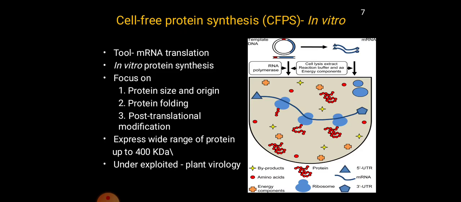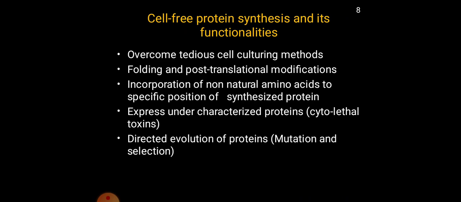Now we can move to cell-free protein synthesis, or the in vitro protein synthesis method, which mainly deals with mRNA translation and post-translational modifications, and can be used in production of large molecular size proteins. It can produce proteins up to 400 kilodaltons molecular weight, and it can deal with protein folding and post-translational modifications. Although the cell-free protein synthesis method is highly specific and produces high quality protein, the quantity of protein produced is very low through this method, and the field is less exploited by plant virologists nowadays.